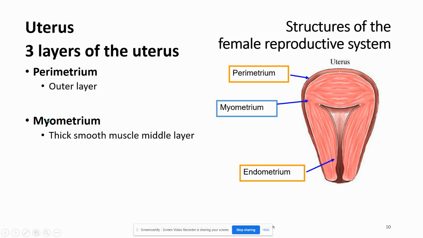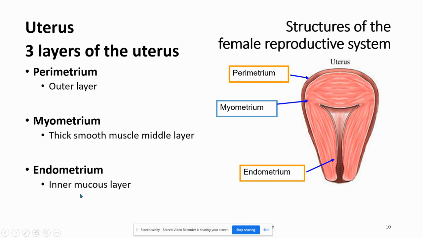Then, just like in the heart, the myocardium was the thick muscle middle layer of the heart. The myometrium is that thick middle part of the uterus. This is smooth muscle. It's involuntary. It contracts when you're having period cramps. It also contracts very, very hard when you are having a baby. And then the innermost layer is the endometrium.